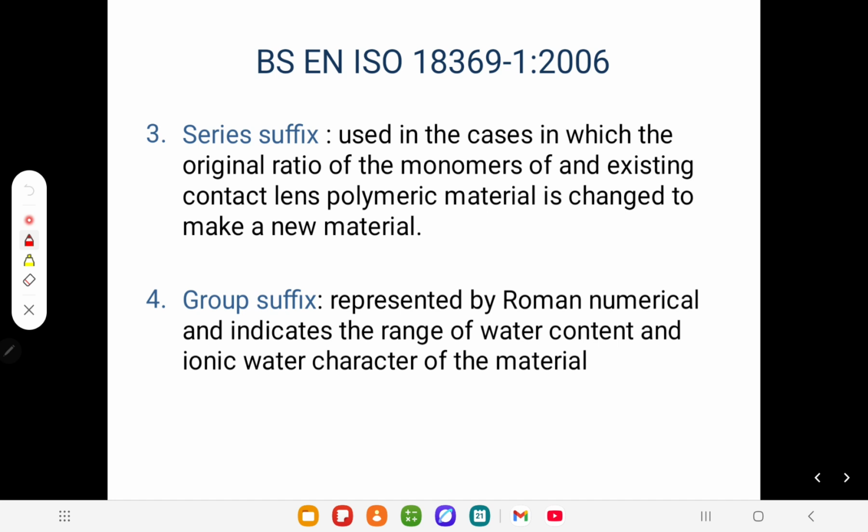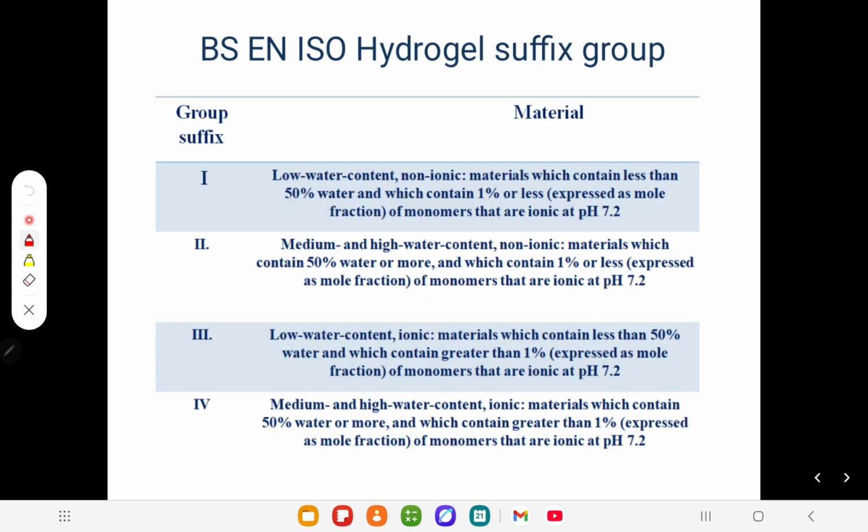Series suffix is used in the case in which the original ratio of monomers of an existing contact lens polymer material is changed to make a new material. Then you have a series suffix. Group suffix is represented by Roman numerals, and it indicates the range of water content and the ionic characteristics of the material. So I'm going to talk about the group suffix.